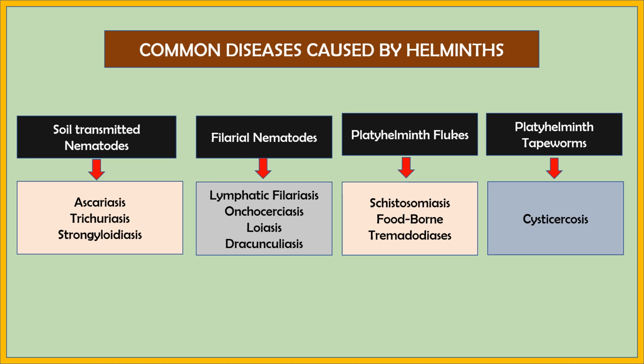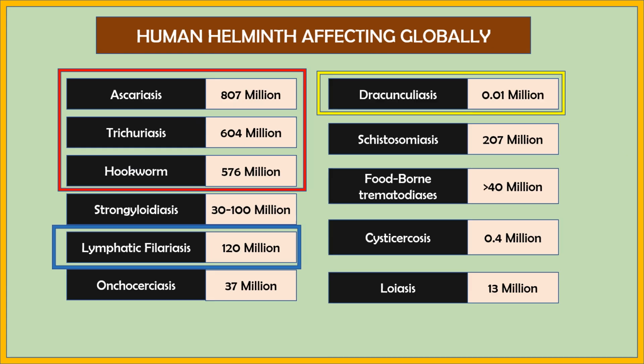In this discussion, we'll be talking only about the helminths which are parasitic in nature, and these are the different transmission ways or different diseases caused by the parasitic helminths. So this is the human helminth affecting the world. There are different kinds of helminth diseases that are affecting.